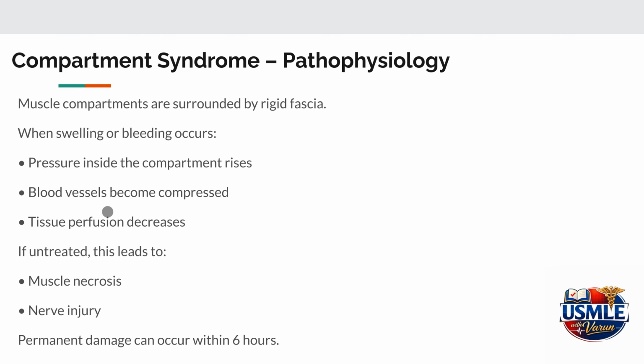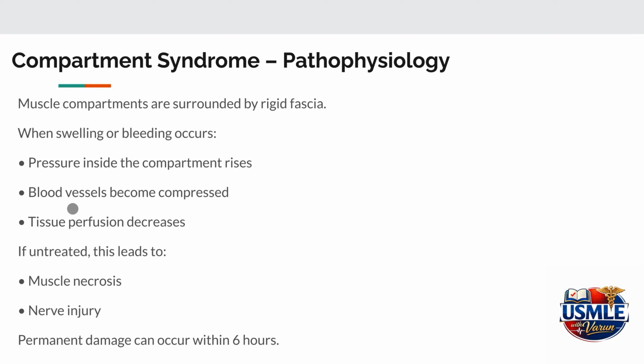To understand compartment syndrome better, we need to look at the underlying pathophysiology. Muscle compartments are enclosed by inelastic fascia. When trauma causes bleeding or swelling within the compartment, the internal pressure begins to rise. As this pressure rises, the small blood vessels supplying the muscles become compressed. This reduces blood flow and oxygen delivery to the tissues. Without adequate oxygen, muscle cells begin to undergo ischemia and eventually necrosis.